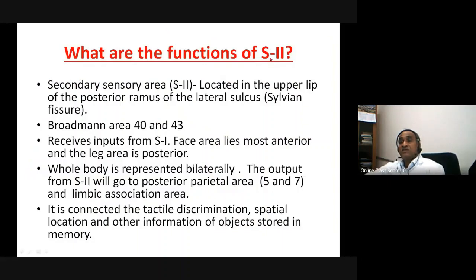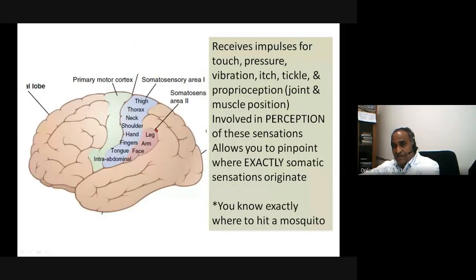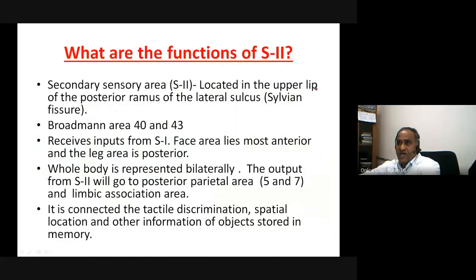Now, what are the functions of somatosensory area 2? Somatosensory area 2 is located in the upper lip of the posterior ramus of the lateral sulcus. For example, this is the lateral sulcus, and this is the upper portion of the lateral sulcus. It is also known as the Sylvian fissure. These areas are represented by Brodmann's areas 40 and 43, and they receive inputs from S1.